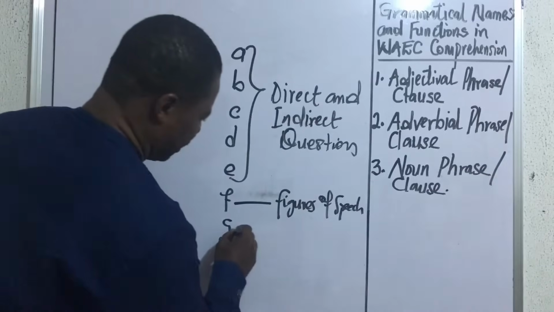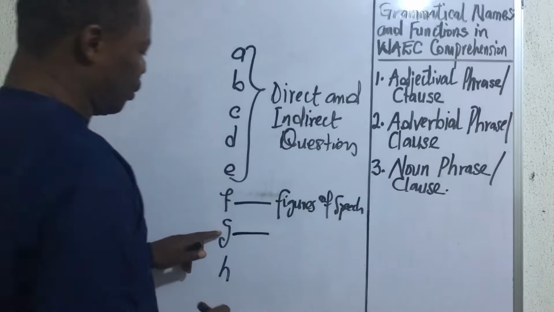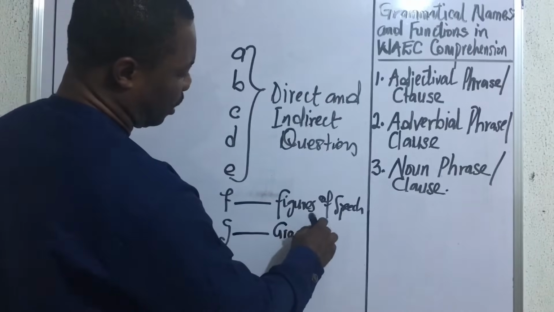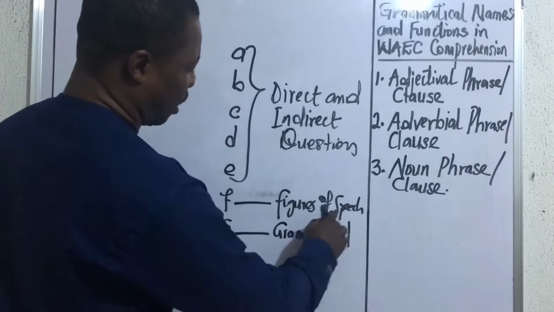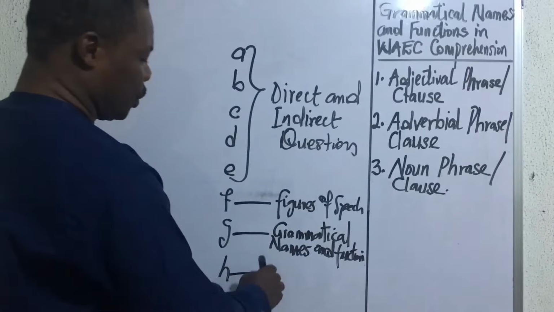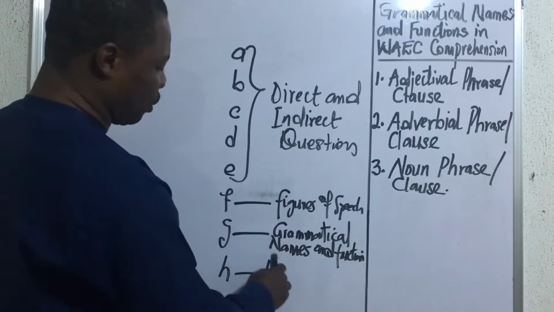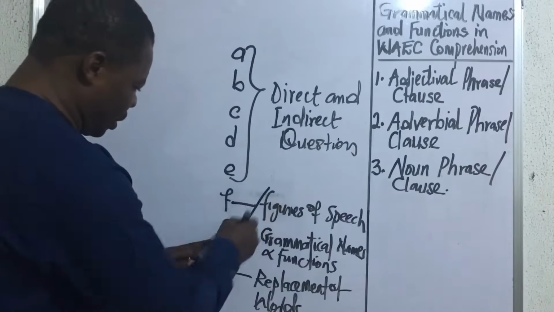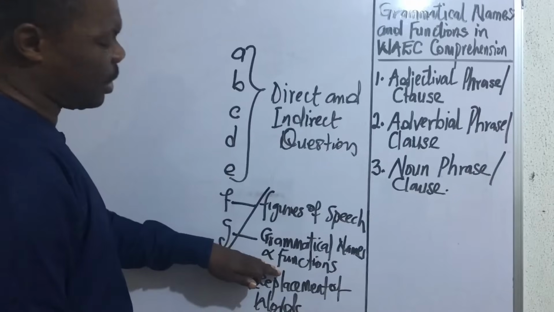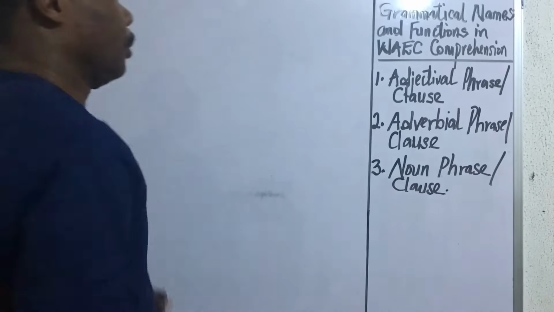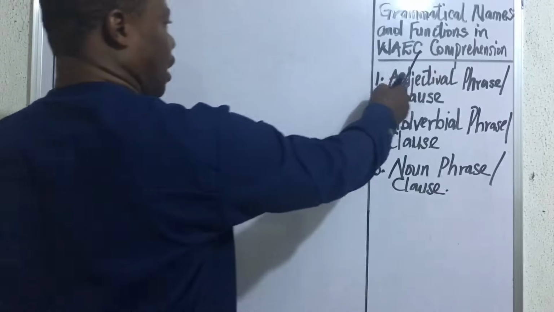Then I did also say that question G is based on grammatical names and functions of expressions, while question H is based on replacement of words. But today we want to discuss grammatical names and functions. That is, how to know grammatical names and functions. Now, let's take on the first one.